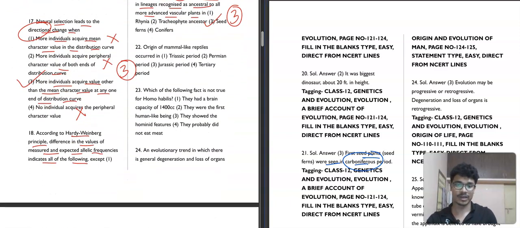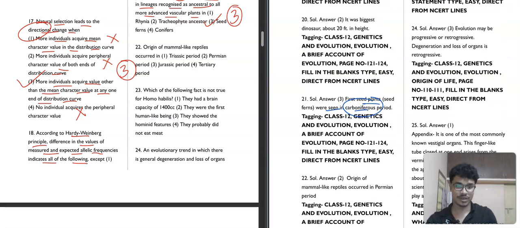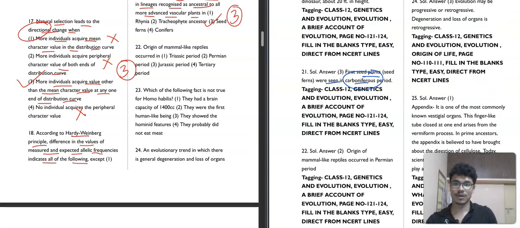Then question number 22. Let's see what it is saying. It is saying that the origin of mammal-like reptiles occurred in the Triassic period, Permian period, Jurassic period or Tertiary period. So the origin of mammal-like reptiles occurs in the Permian period. The second option will be our correct answer.